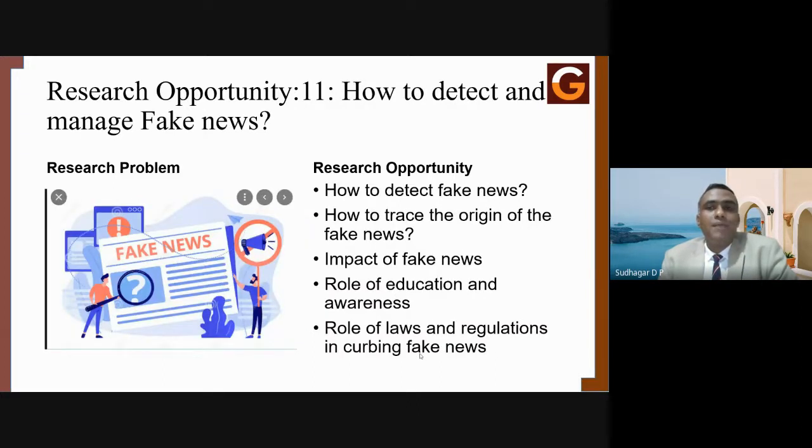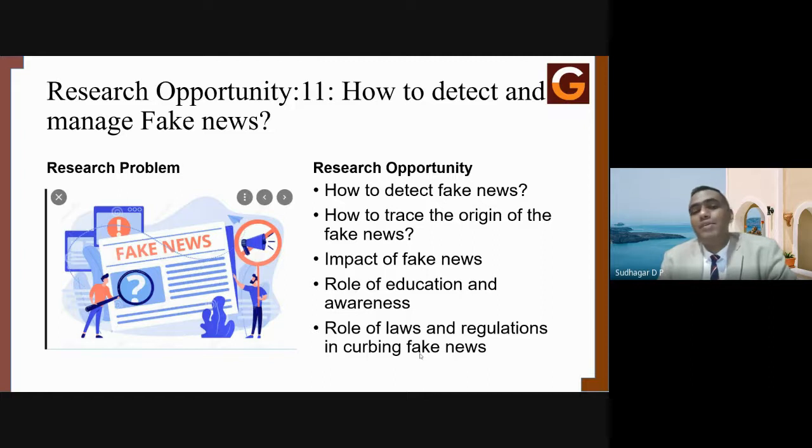Research opportunity number 11, how to detect and manage fake news. I'm sure due to the advancement of technology as well as digitalization, people are finding fake news in every place, which is leading to various problems. So is it possible for you to research to understand how to detect fake news, how to trace the origin of the fake news, impact of fake news on people, role of education and awareness in order to handle that fake news, role of laws and regulation in curbing fake news.